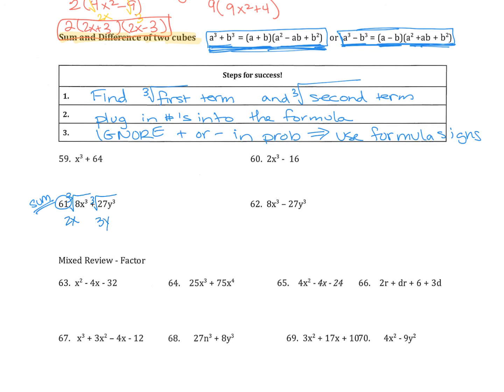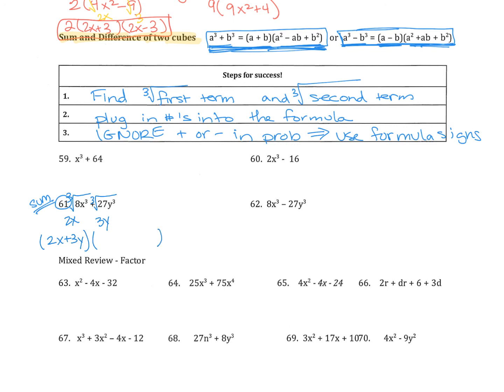That's my a and b. The 2x is my a, the 3y is my b. The 2x came first, the 3y comes second. So now let's put it into my formula. Notice in both these formulas, there's only one minus sign. So for the sum of two cubes, the one on the left, my plus sign is in my first binomial. It is the sum of two cubes, and the plus sign's in the binomial. So I'm going to have a 2x plus 3y.